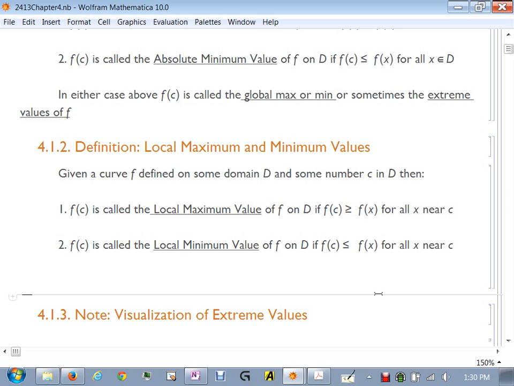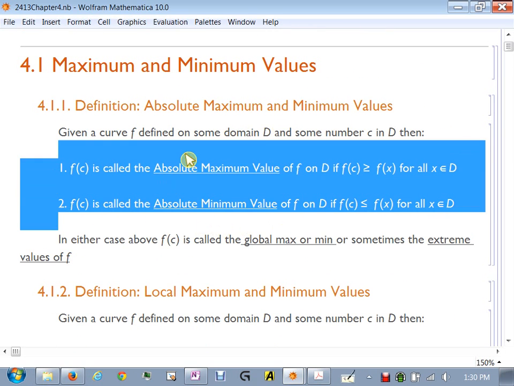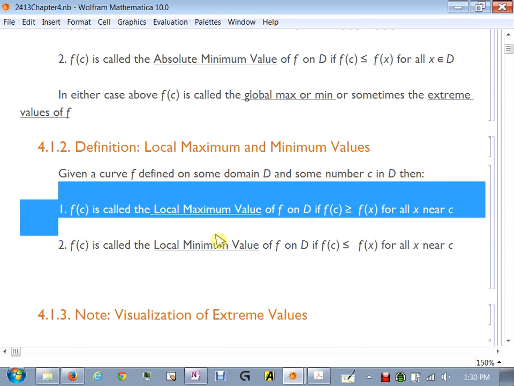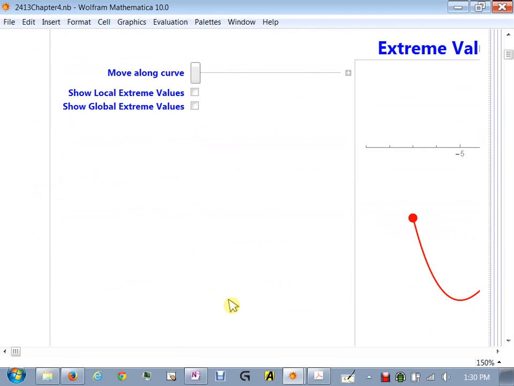Same with the minimum. We could say, okay, shortest person, you are the local minimum. Globally, you're not the minimum. So the difference is we search the entire domain for the highest and lowest, or we search just locally for the highest and lowest. So here's a visualization.